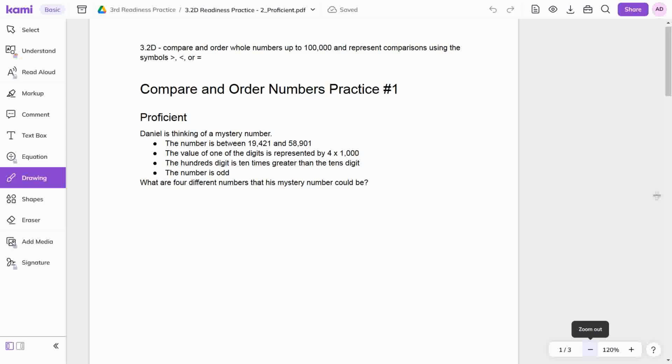Today we are looking at the third grade readiness practice for 3.2D comparing and ordering numbers. This is the Proficient version.